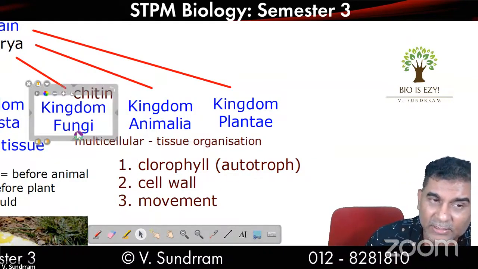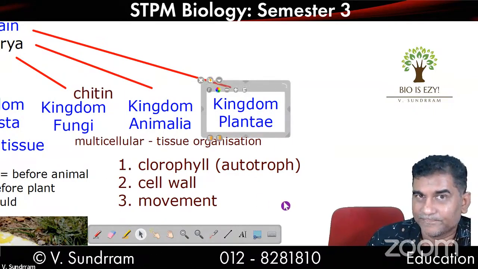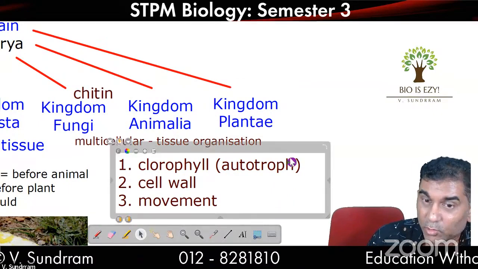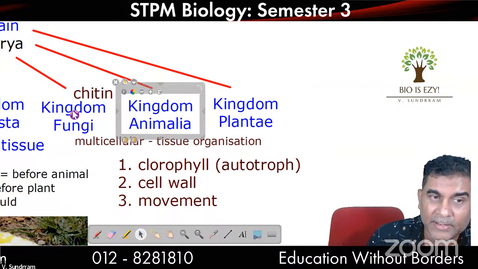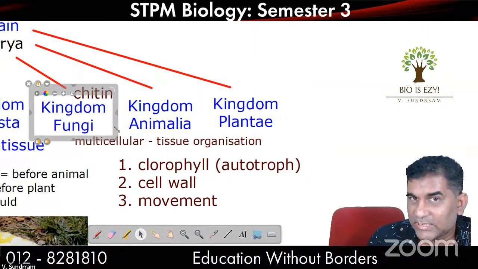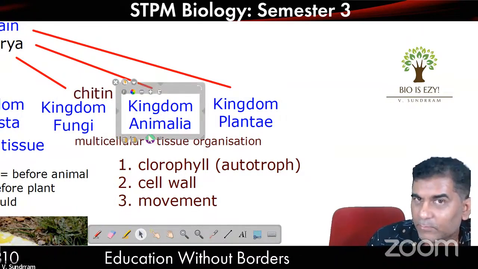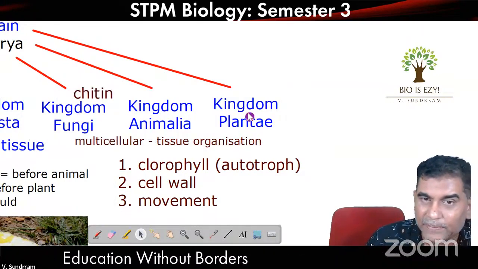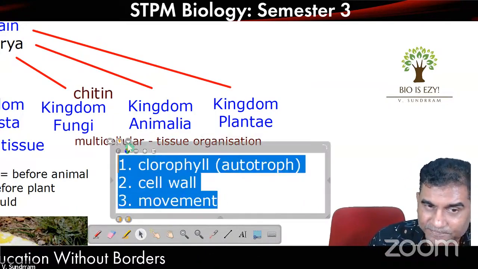Chlorophyll, fungi don't have, Animalia don't have, only Plantae have. Plantae is autotroph, can make their own food. Animalia and fungi are heterotroph, cannot synthesize own food. Movement, only Animalia can move in general, fungi and Plantae cannot move. So this is already 3 marks.